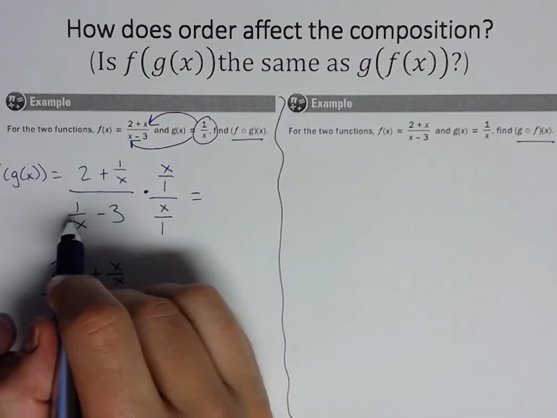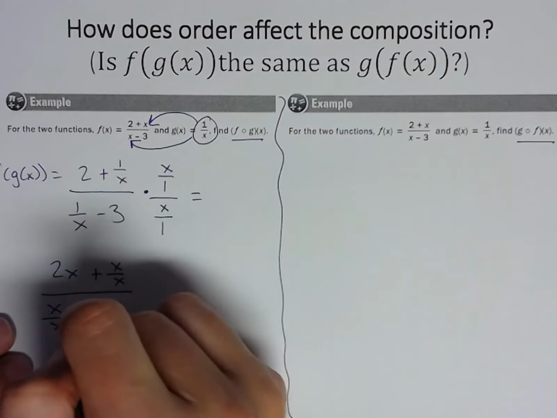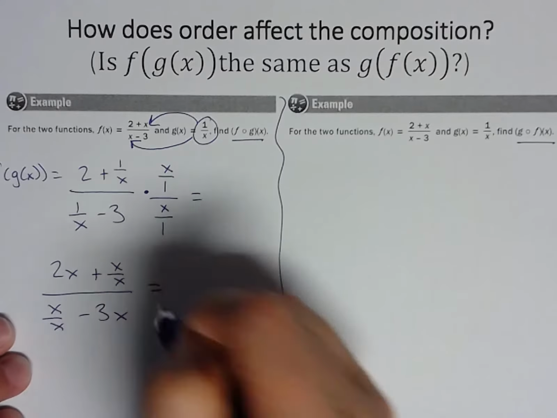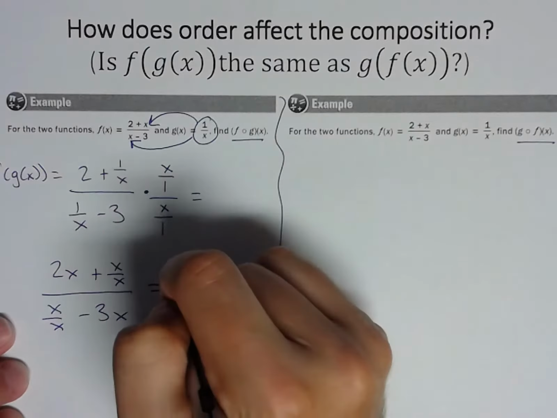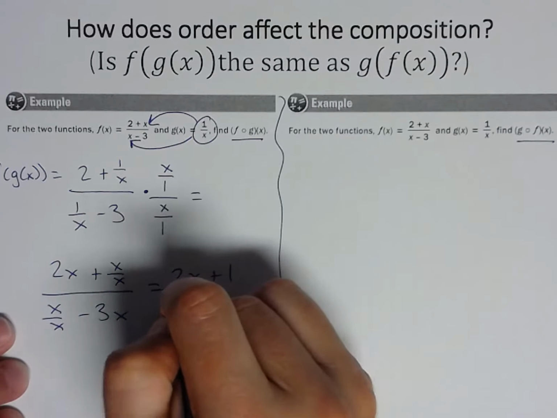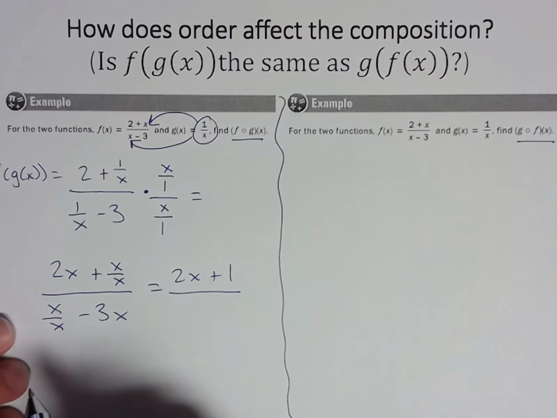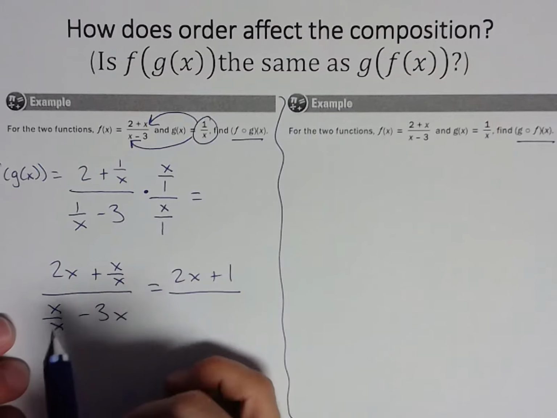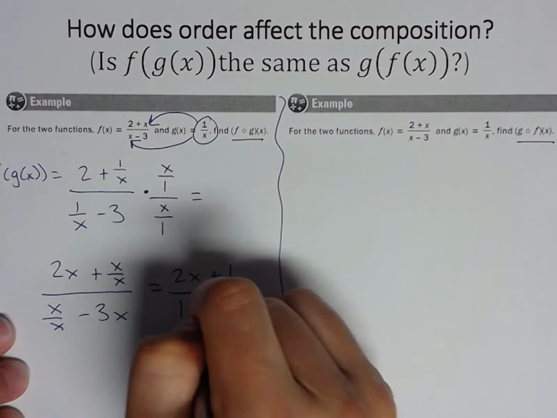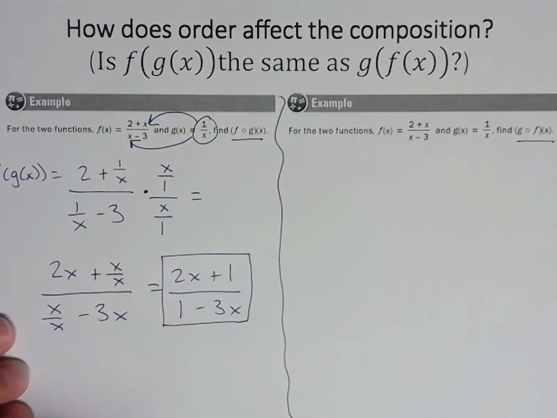Now here I get x times 1 over x, so that's also x over x minus 3x. And notice what happens. 2x, x over x is 1. And you do a few of these, you could probably not have to do that step, but I'm trying to illustrate this and hope it makes sense for you. And then this would be 1 minus 3x. Okay, so there's our first composition.